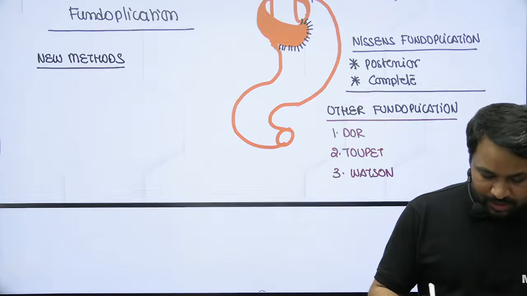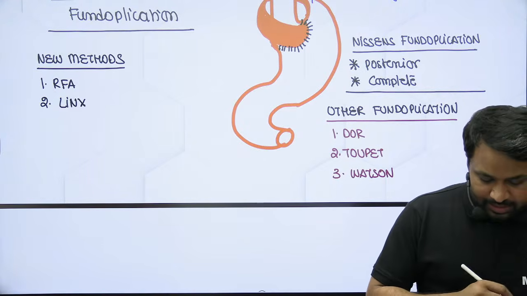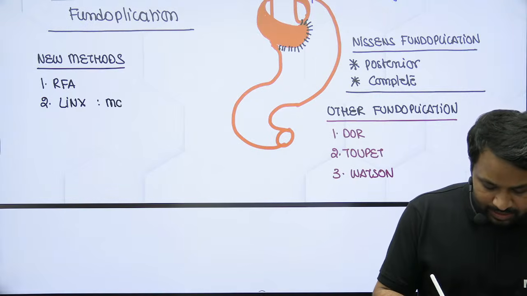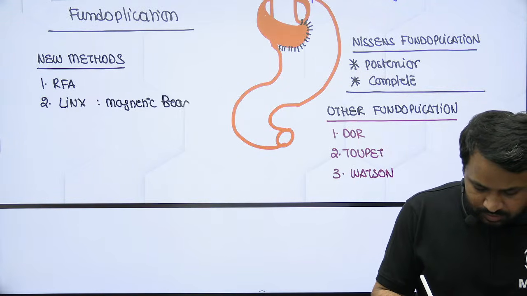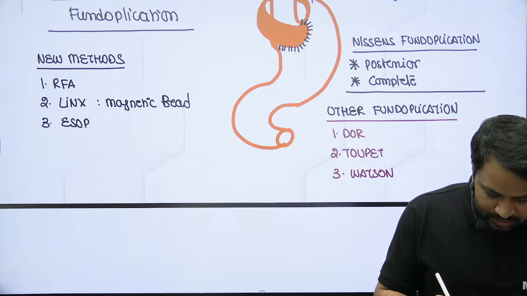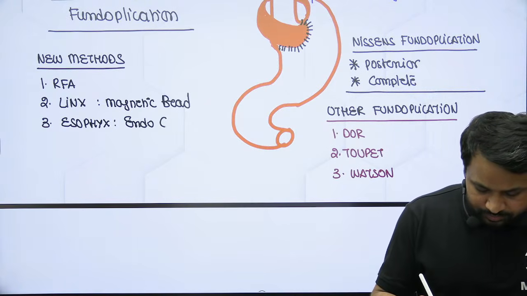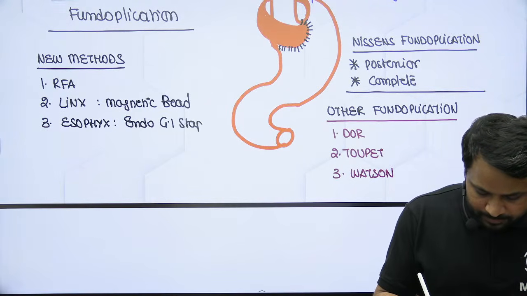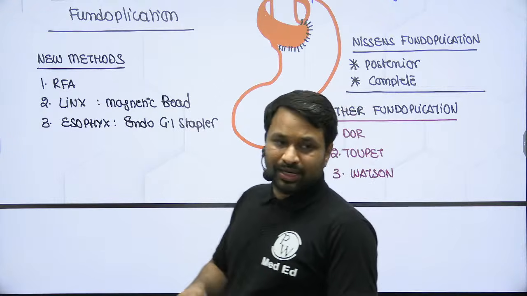In new methods, number one, you can go with RFA, that is radiofrequency ablation. Number two, there is a device called the LINX device. LINX is a magnetic bead device. Then you have Esophyx. Esophyx is an endoscopic GI stapler. ठीक है. So radiofrequency ablation you can do it. You can do a LINX which is a magnetic bead.